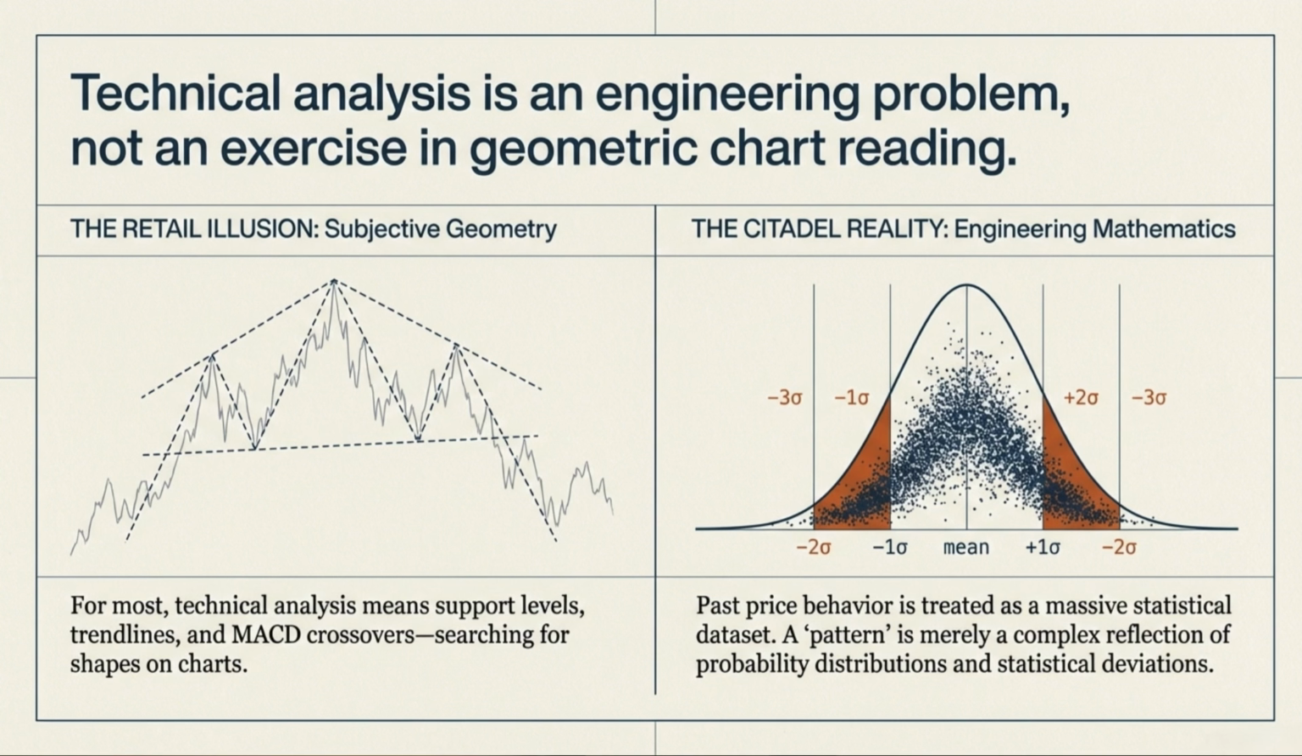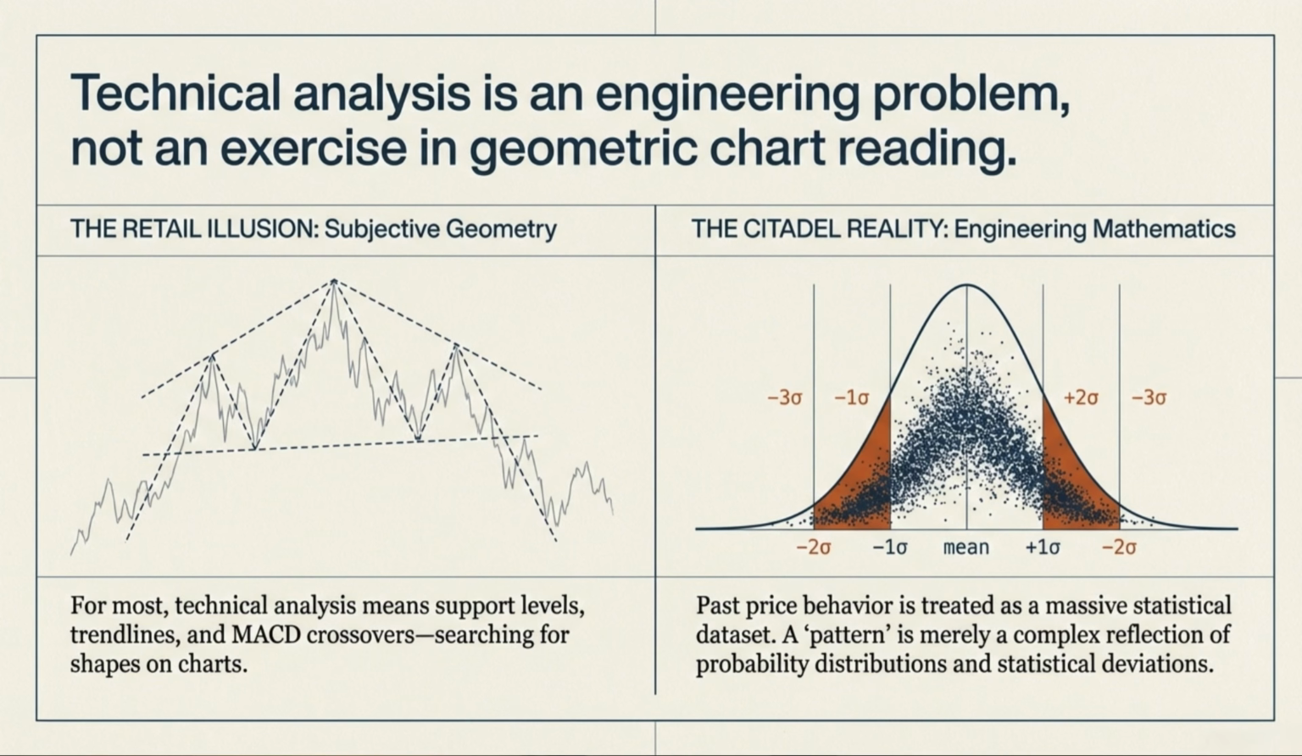For Griffin, technical analysis is not about searching for geometric shapes on charts. It is about viewing past price behavior as a massive statistical data set and solving the mathematical patterns within that data with the precision of an engineer. In his perspective, a head and shoulders pattern or an ascending trend line is not a subjective drawing, but a complex reflection of probability distributions and statistical deviations within a time series.